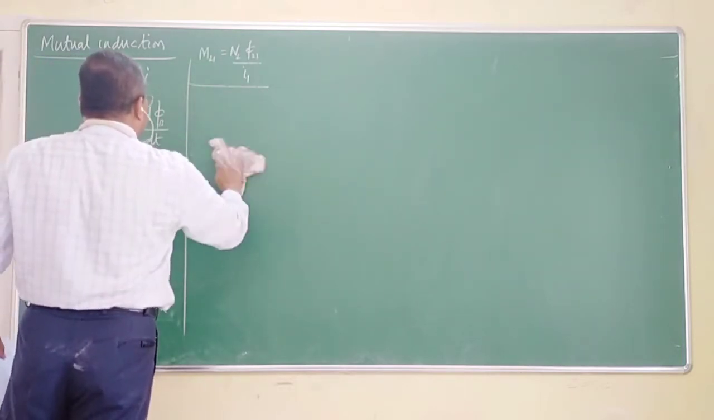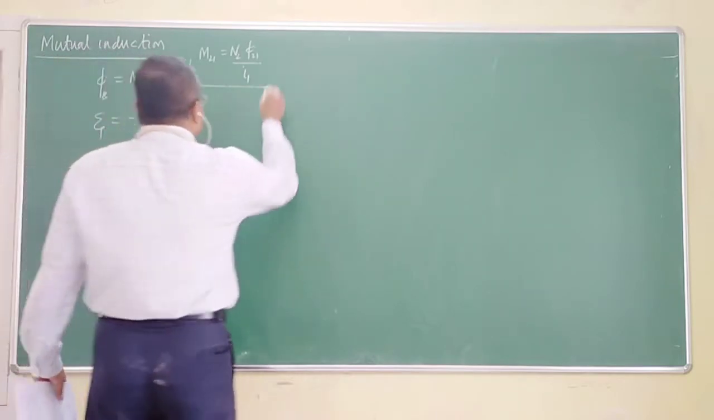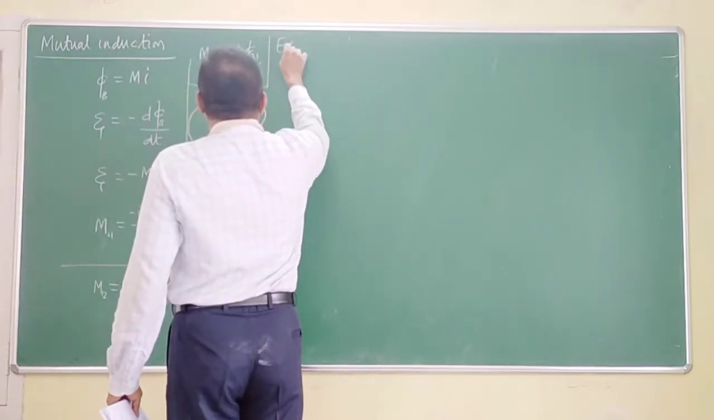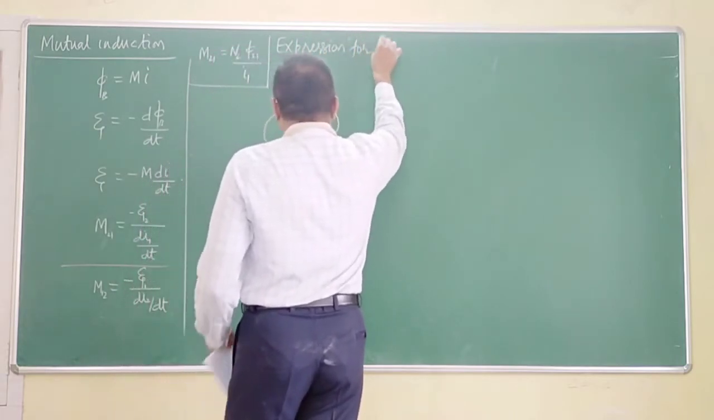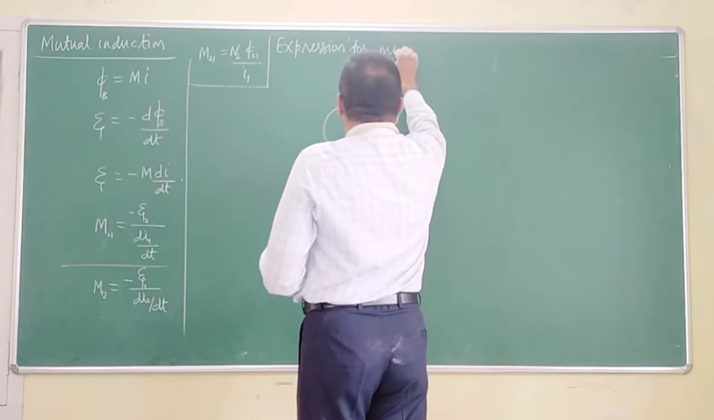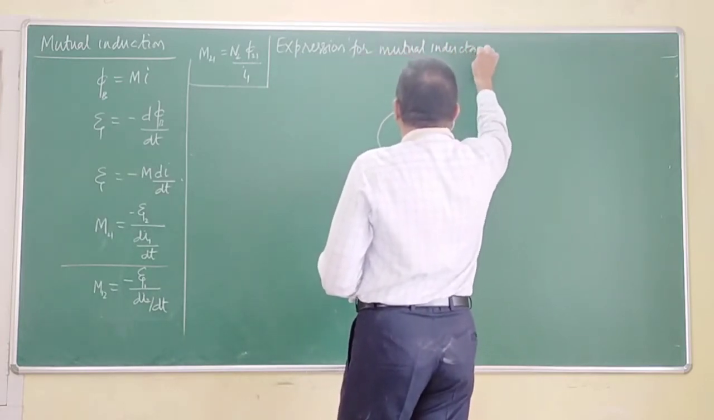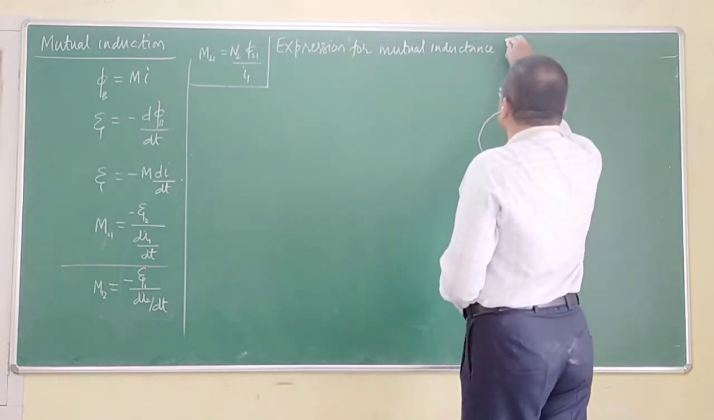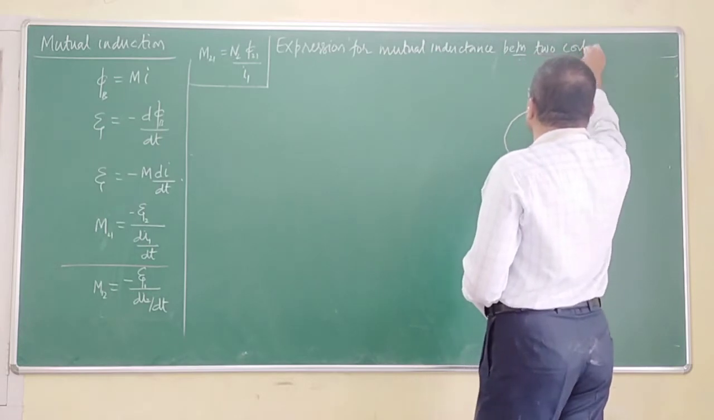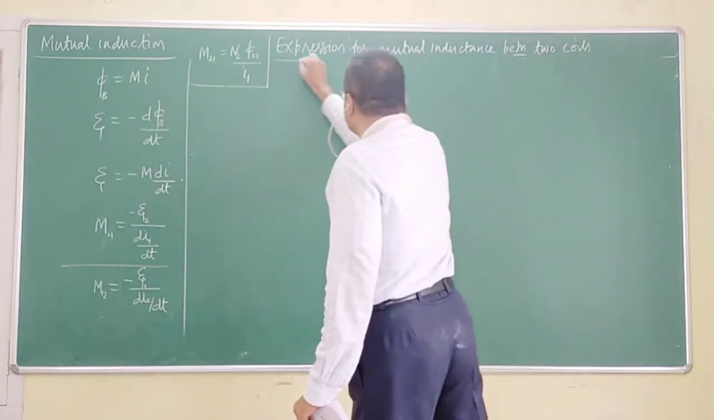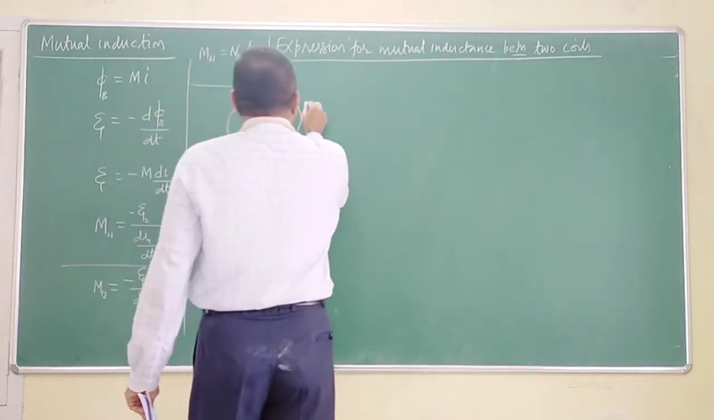If that is okay to you, I would like to proceed with the expression for mutual inductance between two coils. Okay? Let me first draw a diagram.